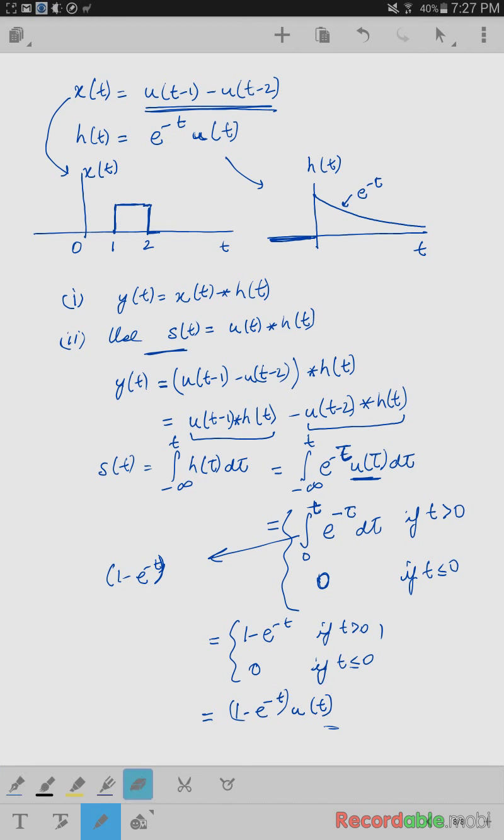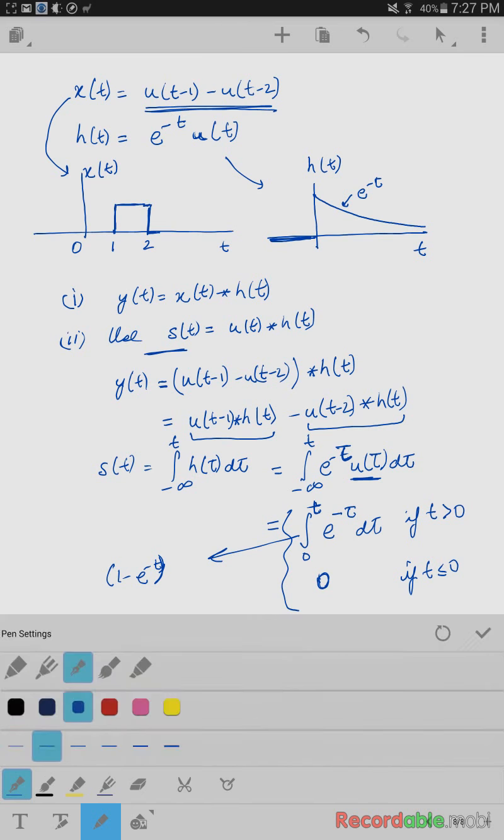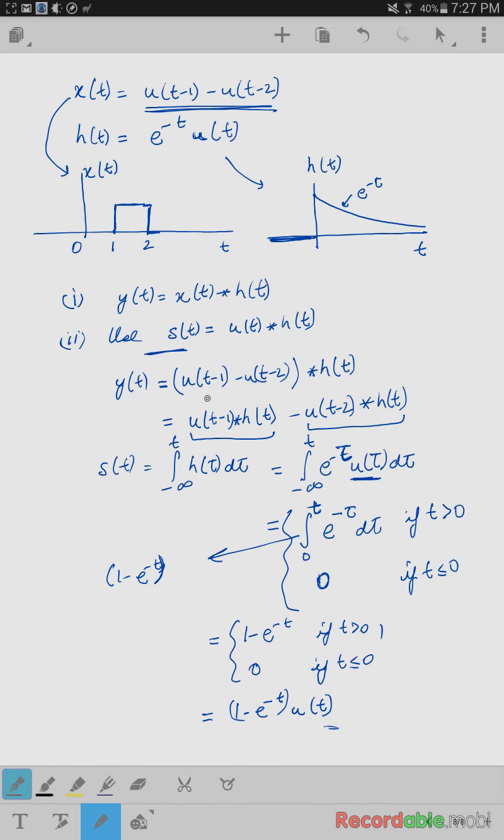Okay, so going back up here, you had to evaluate u(t-1) convolved with h(t) and u(t-2) convolved with h(t). This quantity is simply s(t-1) for the reasons that we discussed. And this whole convolution is simply s(t-2). So what we're trying to evaluate is s(t-1) minus s(t-2). And we already have s(t) here, so all we need to do is shift and subtract. So let's do that on the next page.